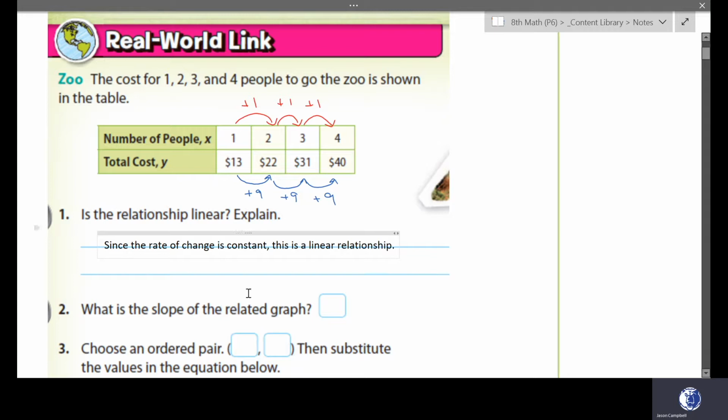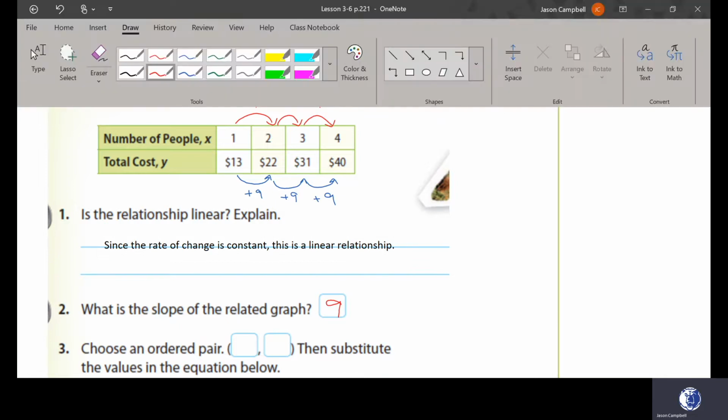What is the slope of the related graph? Well, we know that slope is change in y over change in x. So our change in y was 9, our change in x was 1. 9 over 1 is just 9. So the slope of the related graph would be 9.